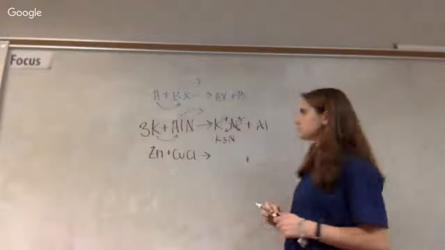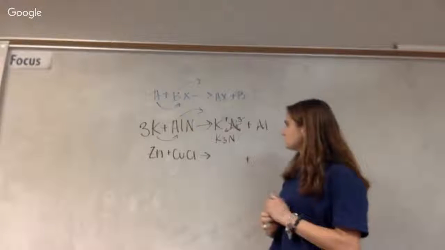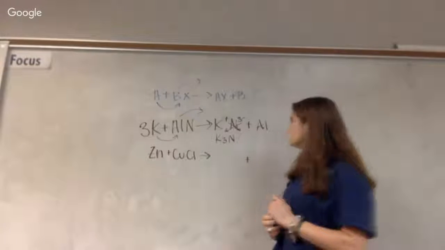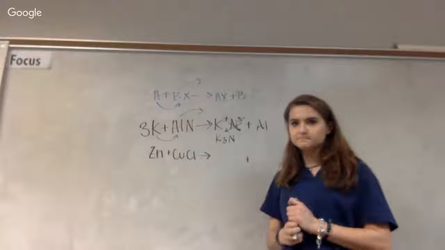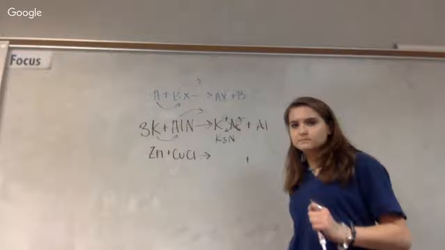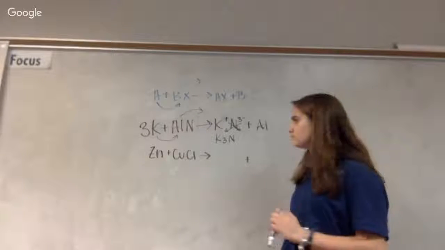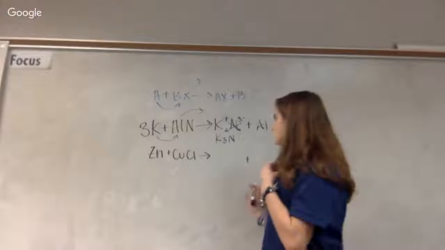Okay. Then we have AlN. Now, if you take a look at AlN, don't we have 1 Al on one side and 1 Al on the other side? And don't we have 1 N on one side and 1 N on the other side? So we're balanced. So we're good. Fair enough? So let's take a look at the second example, Zn + CuCl.